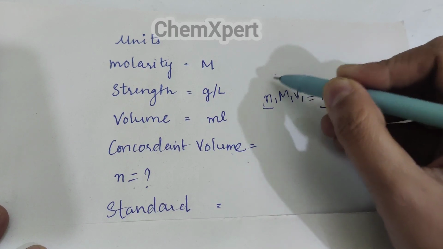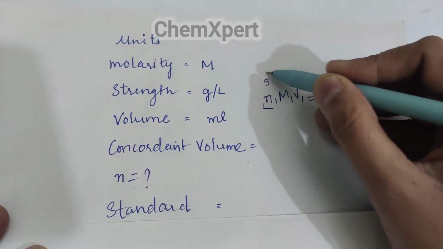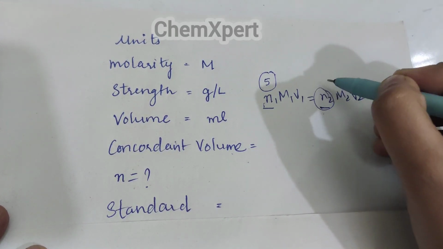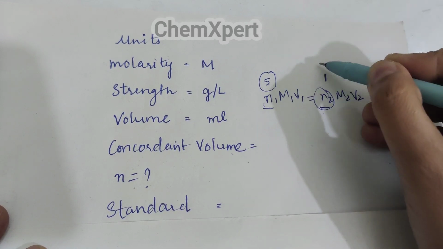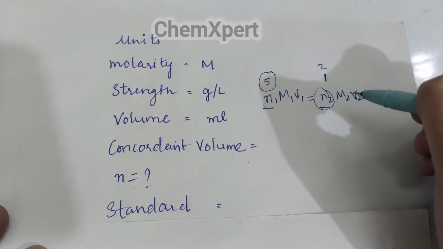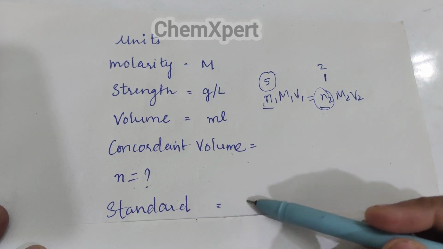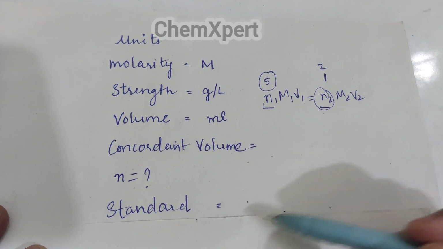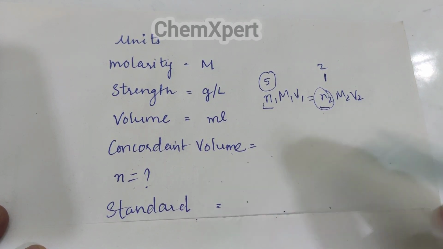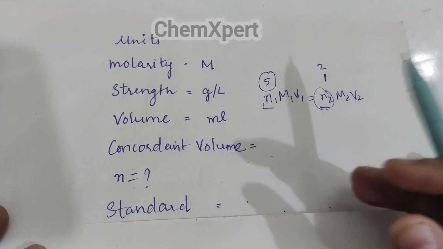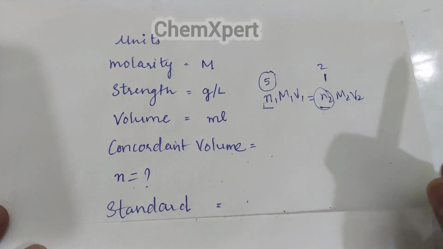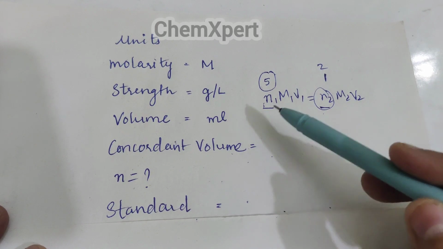In the case of KMnO4 it is 5 electron change. For Mohrs salt it is 1 electron change. For oxalic acid, it is 2 electron change. And what is the standard solution? The solution whose molarity is known is a standard solution. So I hope you are able to understand all the viva questions which can be asked from this topic.